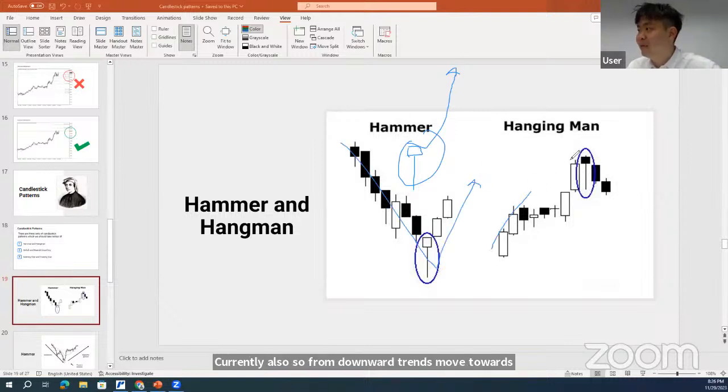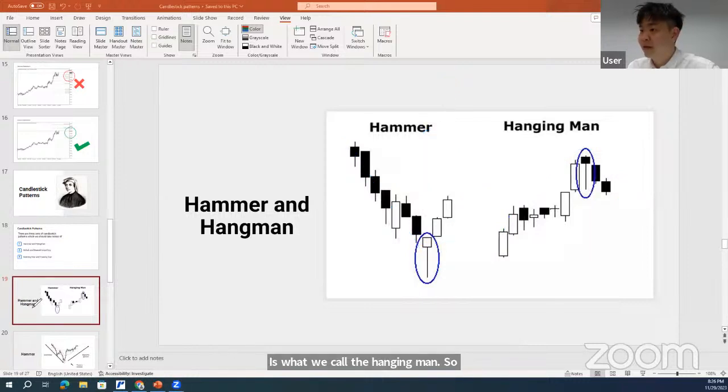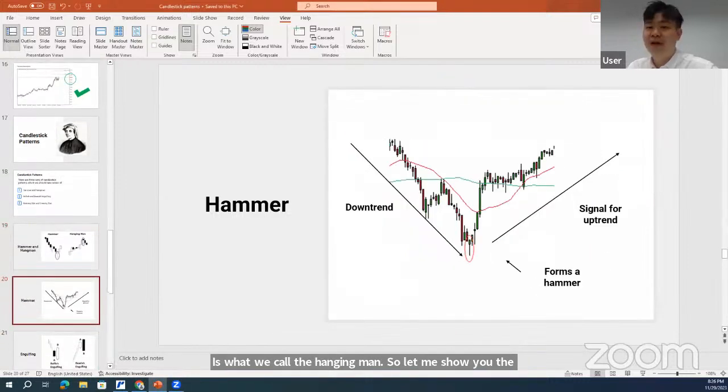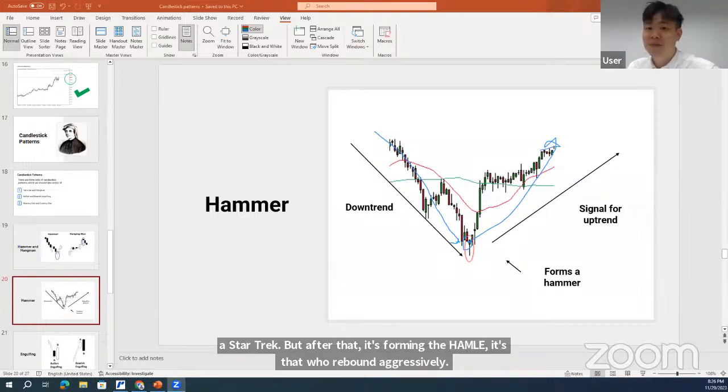But the move from an upward trend towards a downward trend is what we call the hanging man. So let me show you a real life example of it. So here is the chart. Overall it is a downward trend, but after that it forms a hammer. It starts to rebound aggressively. Okay, so if you already have an understanding, then move on.